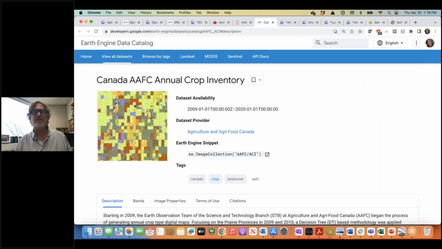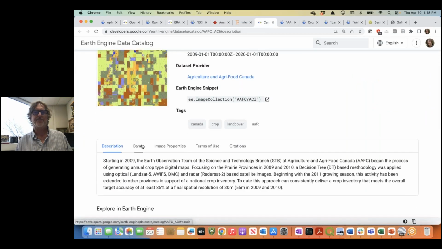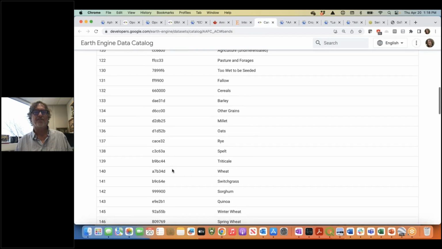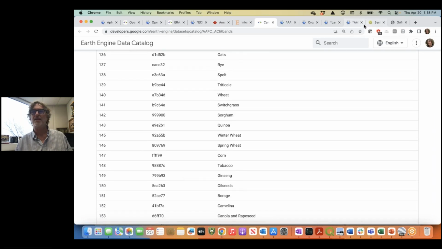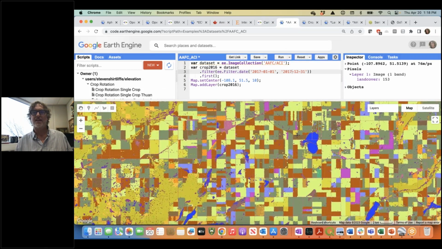If we go back to this list here, we can see that 153 is in fact canola or rapeseed. And the darker gray color here is 146. I think that's spring wheat. And these bronzy brown ones, 174, are lentils. So this is available every year.